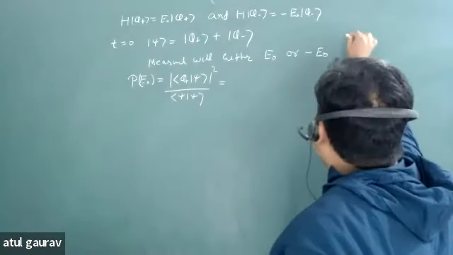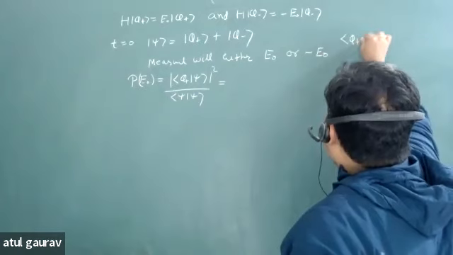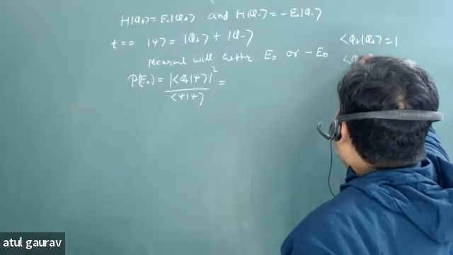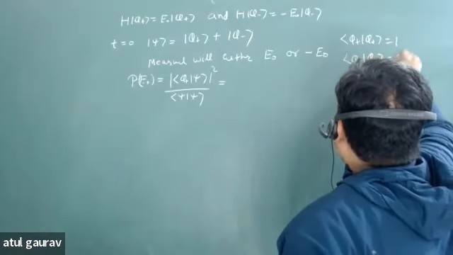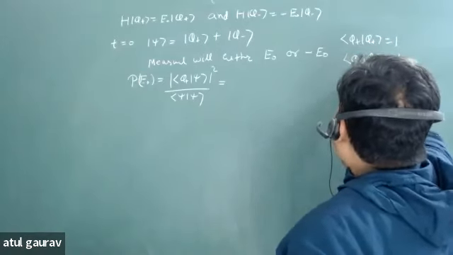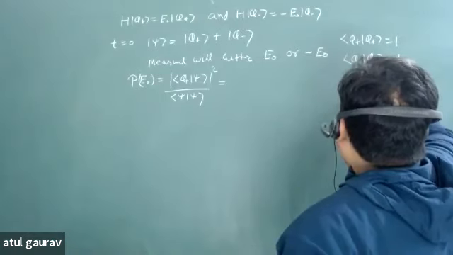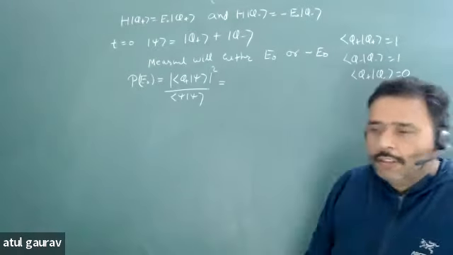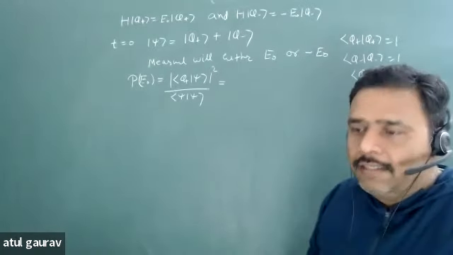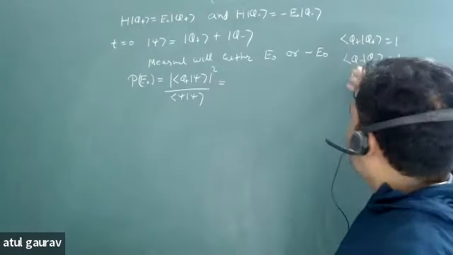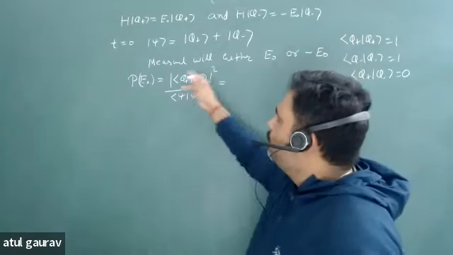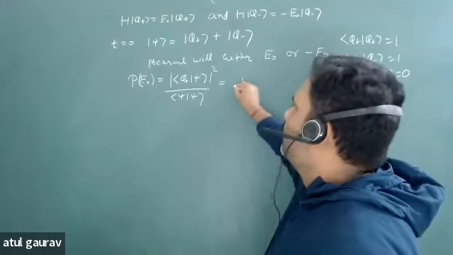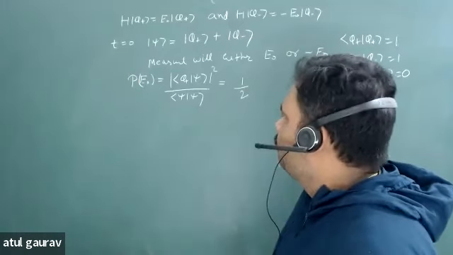<phi plus|phi plus> is equal to 1. <phi minus|phi minus> is equal to 1. <phi plus|phi minus> is equal to 0. So they are written in an orthonormal basis. If someone tells you they are written in an orthonormal basis, then obviously you have to find this thing. So what will be this particular value? What will you get? 1/2. 1/2 is the answer. Very good.